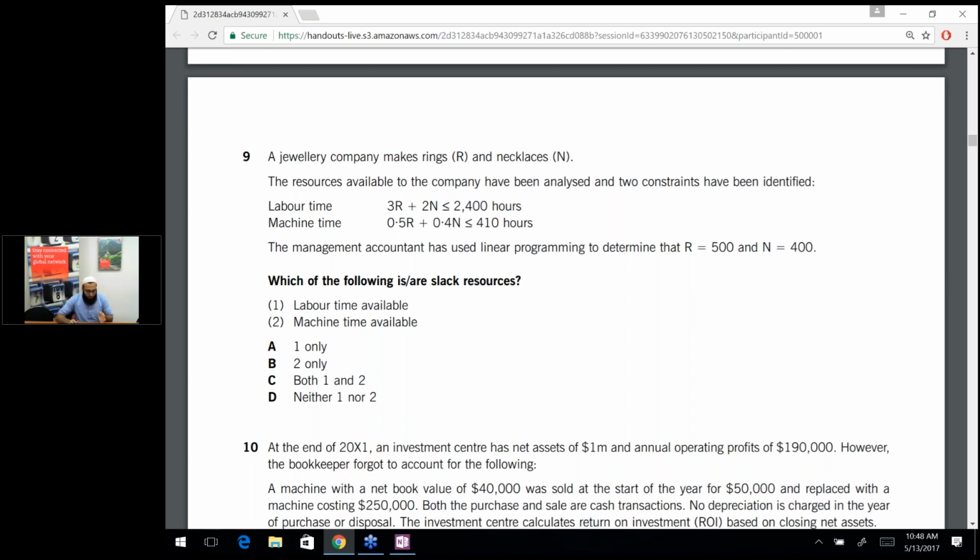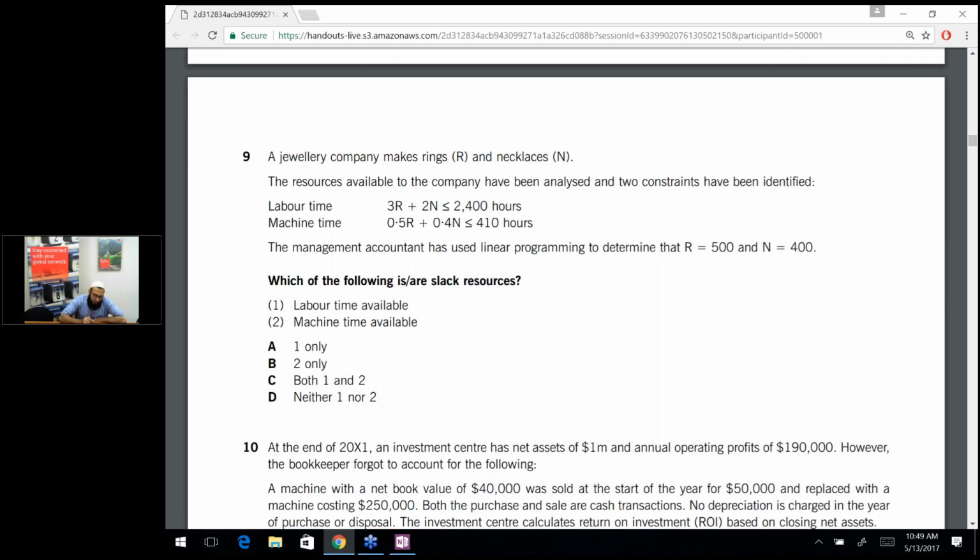Now, a jewelry company makes rings and necklaces. The resources available to the company have been analyzed into two constraints. You know what linear programming is? Linear programming is a multiple limiting factor technique. When there is more than one limiting factor, we go for linear programming. When there is a single limiting factor, we go for throughput or the marginal costing technique. But this is for multiple limiting factors.